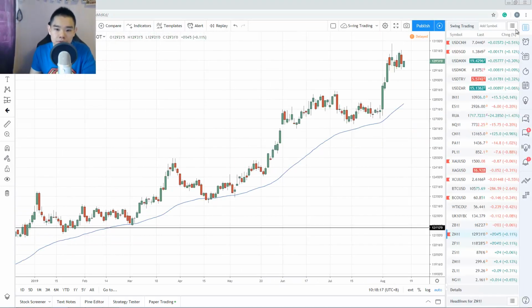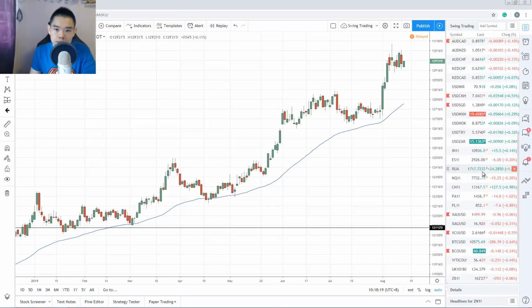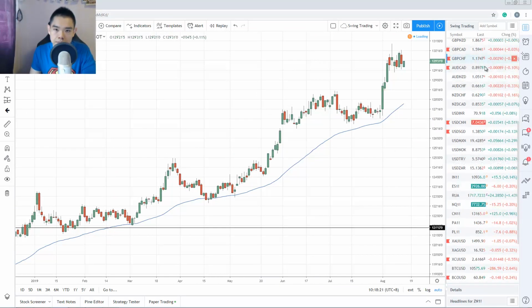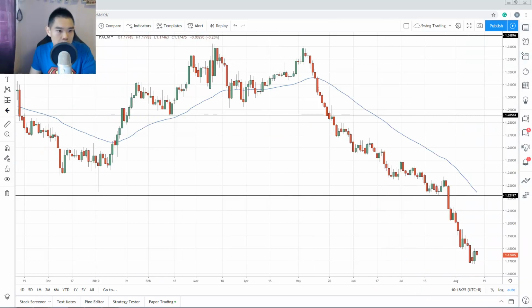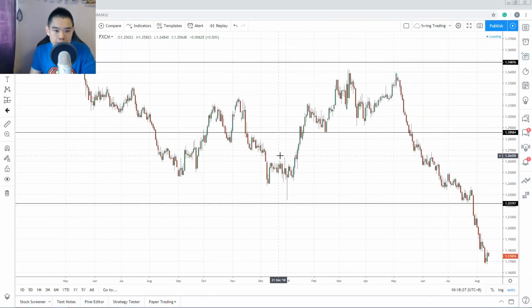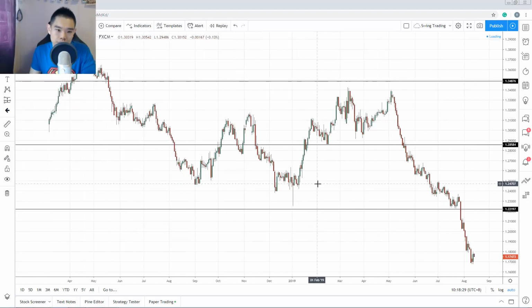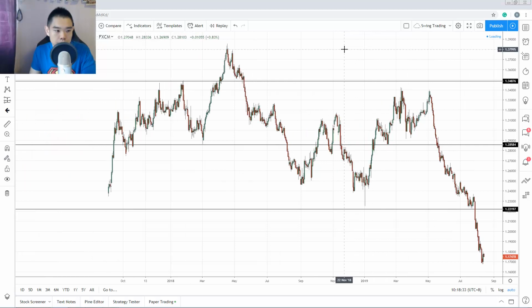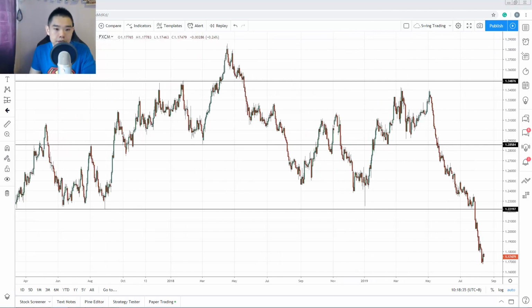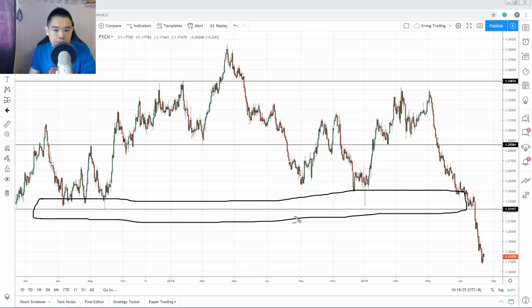And just one last thing before we conclude this month's market analysis. The pound against the Swiss franc. In this case, you can see, just zoom out, this market is in a strong downtrend. Price broke below this area of support, and it pretty much has been collapsing since then.